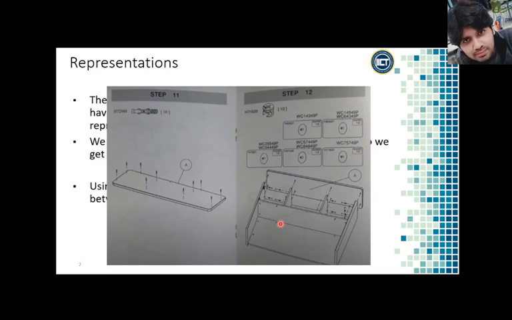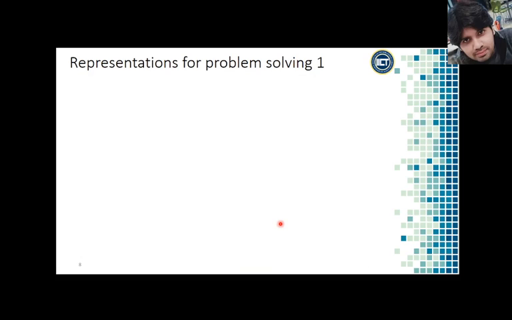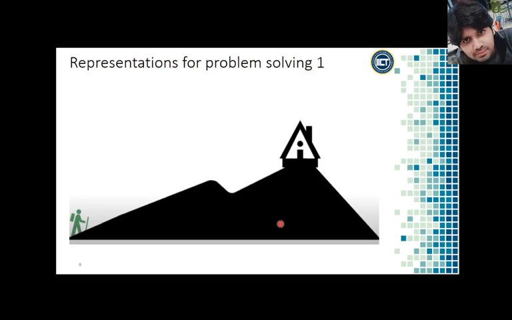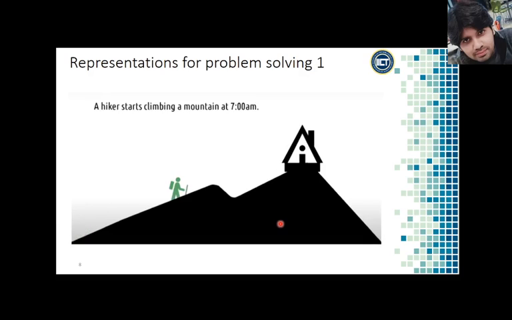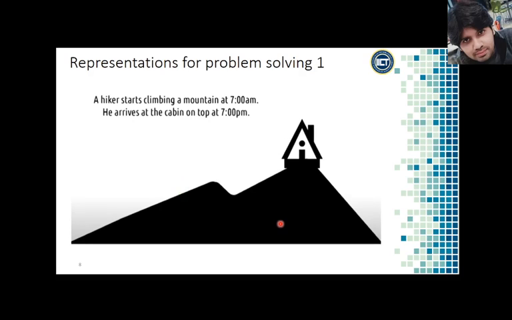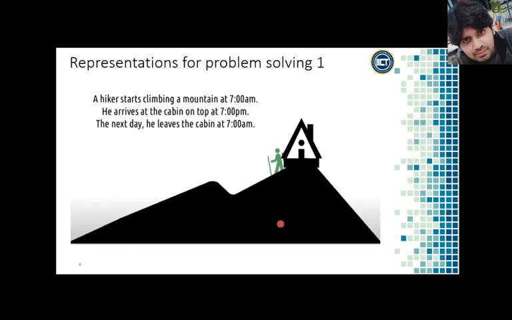So let's look at representations in the problem solving approach. A good representation of our problem will make the solution self-evident. Let's take a classic example of this. The hiker starts climbing a mountain at 7 a.m. He arrives at the cabin on top at 7 p.m. The next day, he leaves the cabin at 7 a.m. He arrives at the bottom at 7 p.m.